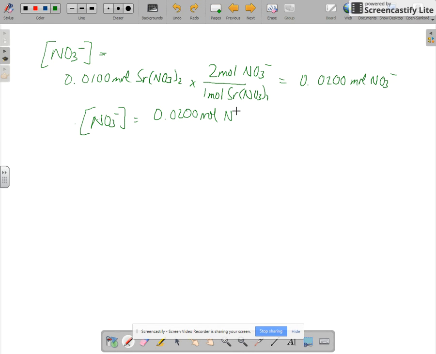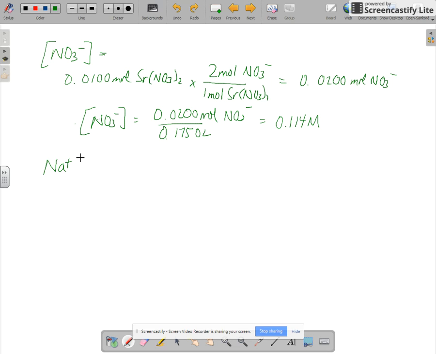Now for this problem, different than some, we didn't really have additive volumes. We just had that 0.1750 liters, and we added the solid to it, so that total volume hasn't changed. So we divide that through, and that's how you get your 0.114 molar for the nitrate.